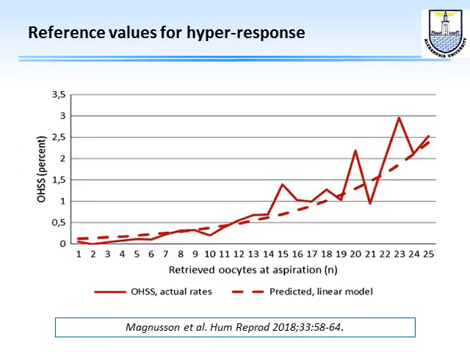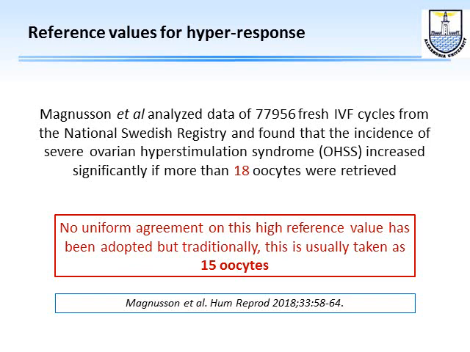Because the other side of the coin is to look at hyper-response, the cutoff point after which patients will develop severe ovarian hyperstimulation syndrome. This is something that Magnusson had done in 2018, and he came up with a cutoff point of 18. There is no universal definition, as we all know, and the definition taken by most of the people is 15 oocytes, although it is not really technically evidence-based.